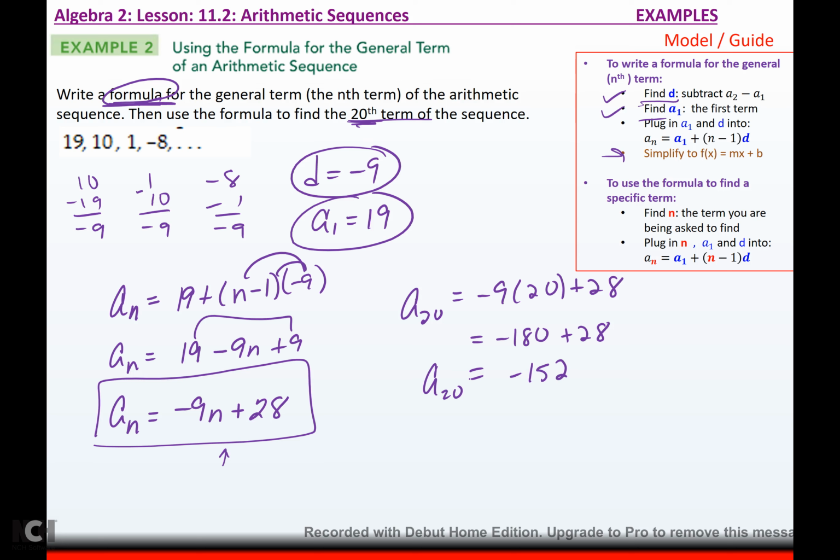And you could have just kept going. First, second, third, fourth, 5, 6, 7, 8, 9, 10, 11, 12, 13, 14, 15, 16, 17, 18, 19, 20. But do you want to keep doing minus 9, minus 9, minus 9, negative 17, minus 9, negative 26, minus 9, negative 35, minus 9, negative 44, minus 9? I mean, you can keep doing that, but again, a formula is going to be much, much, much, much faster.